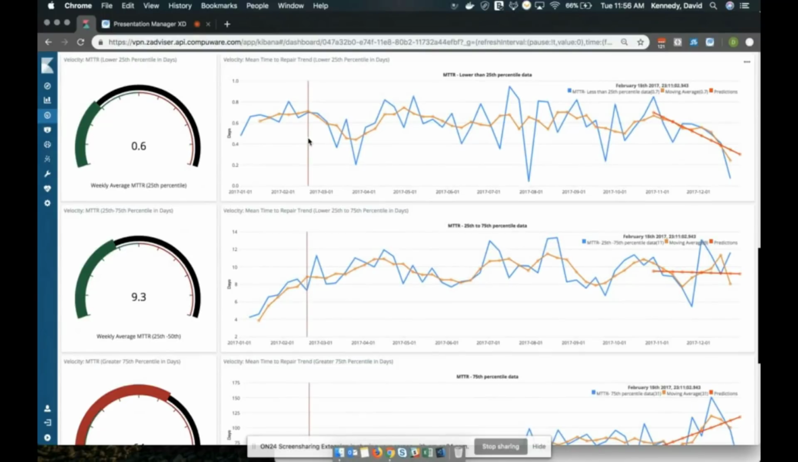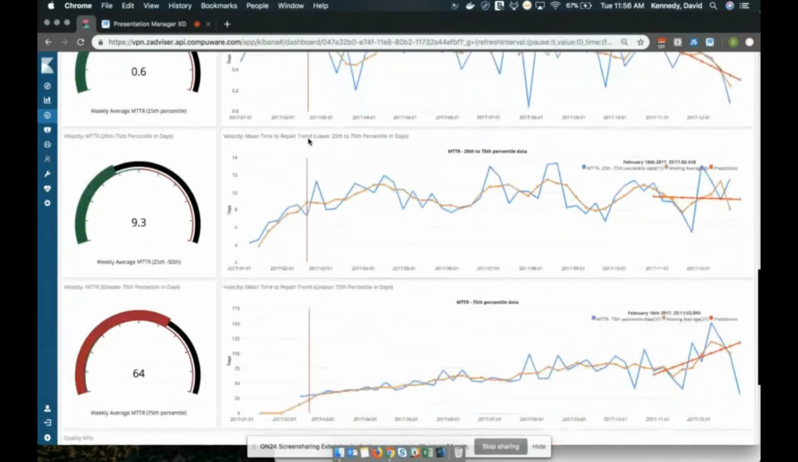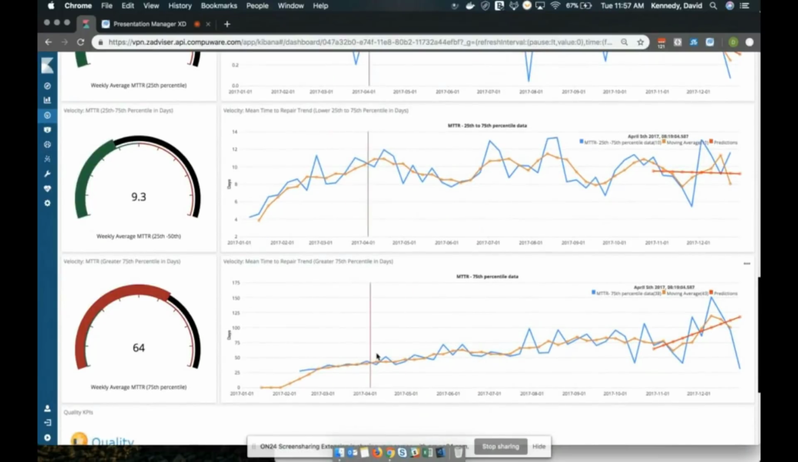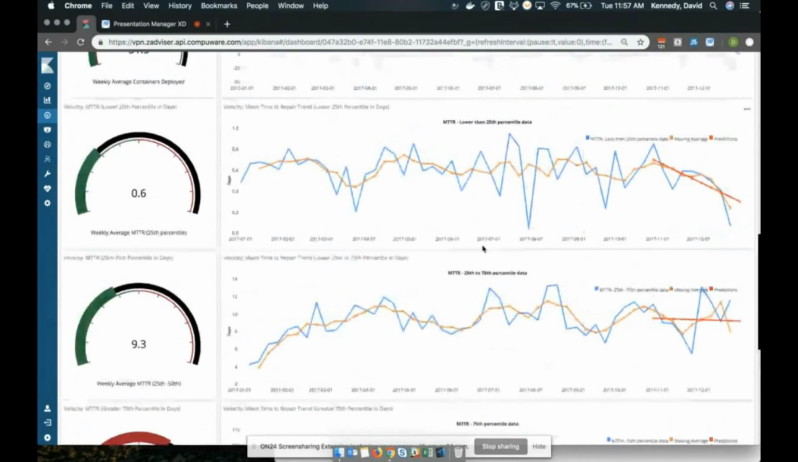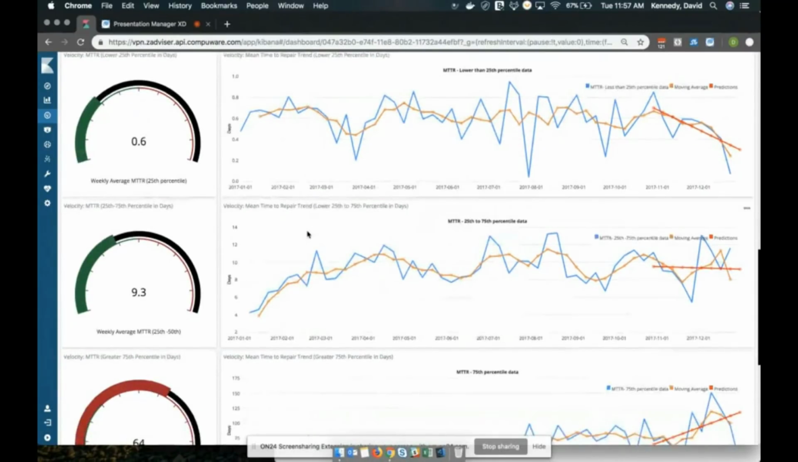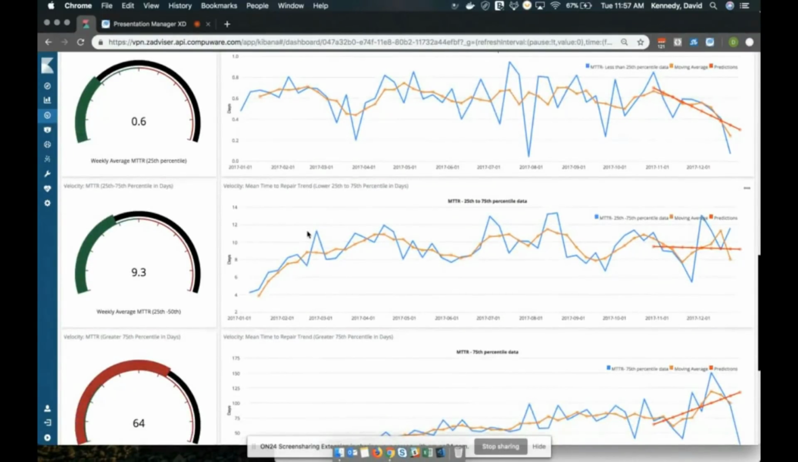So what we did was we broke it down into three percentiles: the lower 25th percentile, the 25th to 75th percentile, and the last section, the 75th percentile, which is what we call looking at bug complexity. And what we like to see, and what we're starting to see, is this grow up and to the right. But going back to the lower 25th percentile, these are typical bugs that take less than 1 day to resolve. The 25th to 75th percentile is a typical or normal bug.